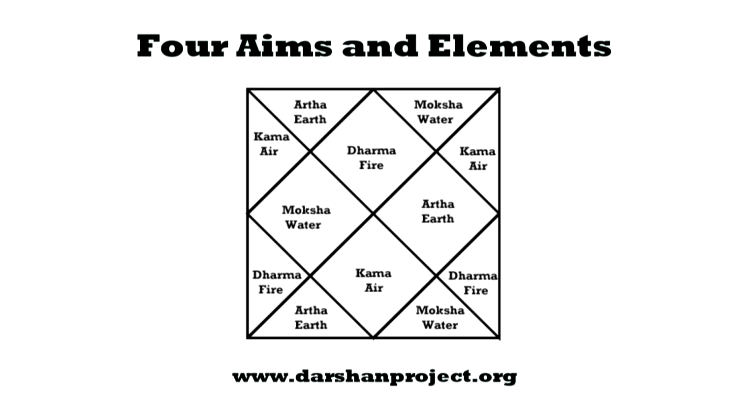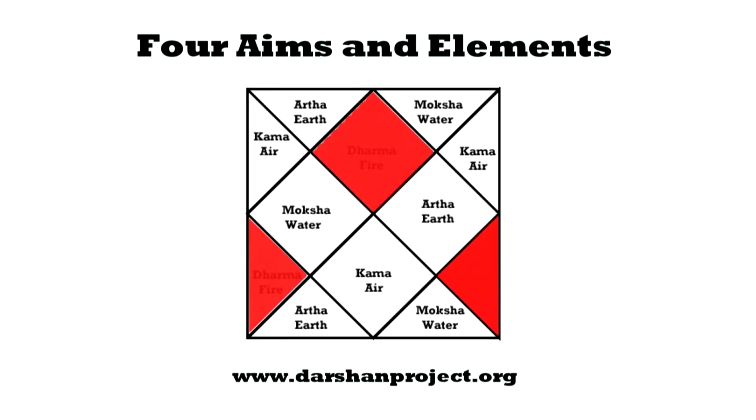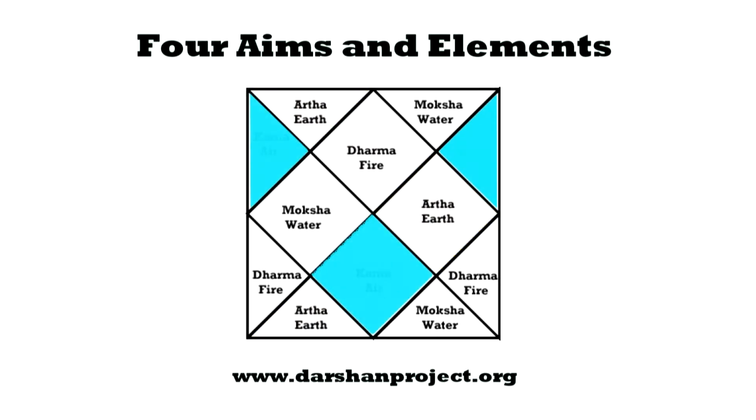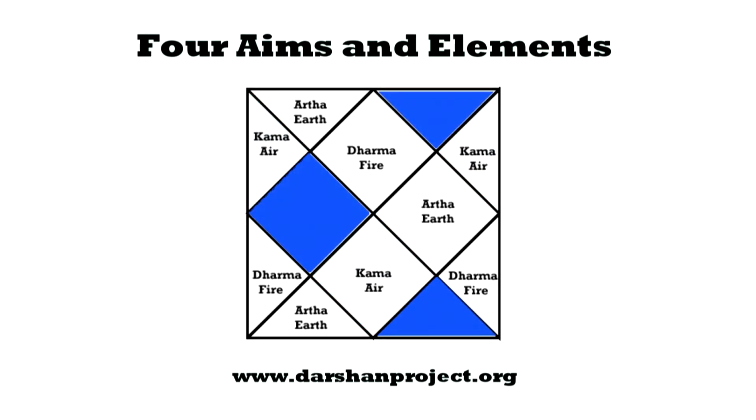Today we're going to look at a couple of example charts using the principles of the four aims of life and four elements to see how this all works together. Now remember that the Dharma houses correspond to the fire element, the Artha houses correspond to the earth element, the Kama houses relate to the air element, and the Moksha houses relate to the water element.